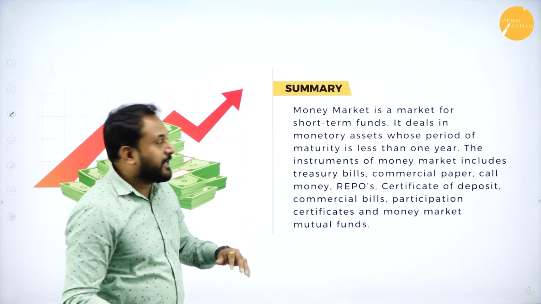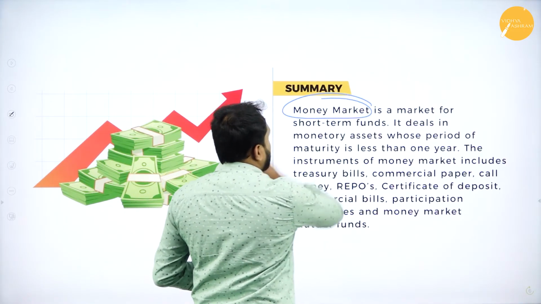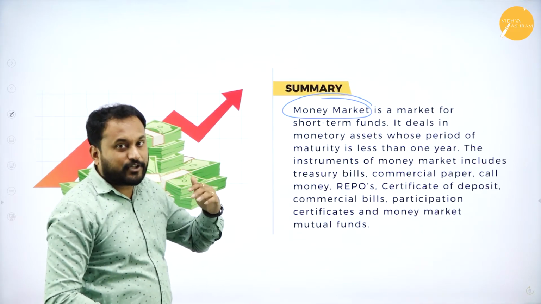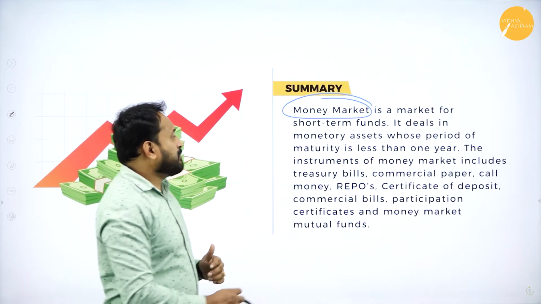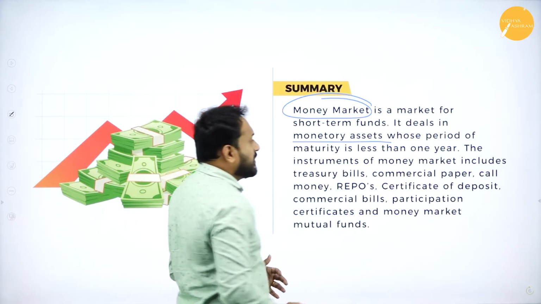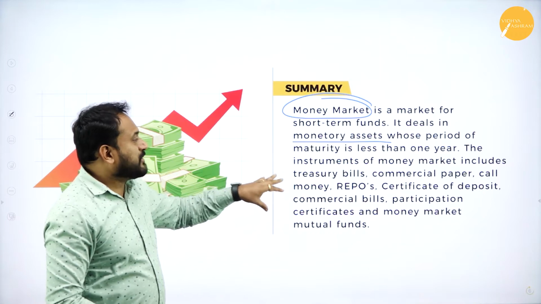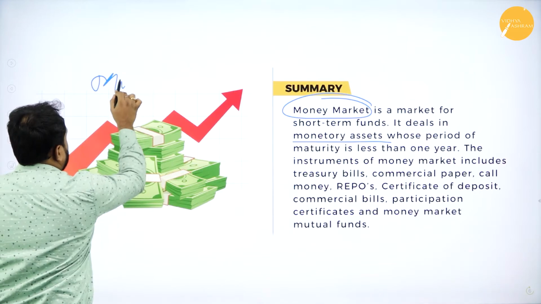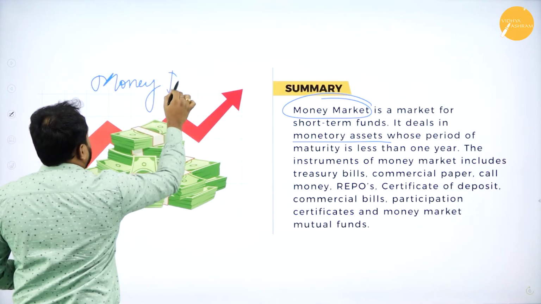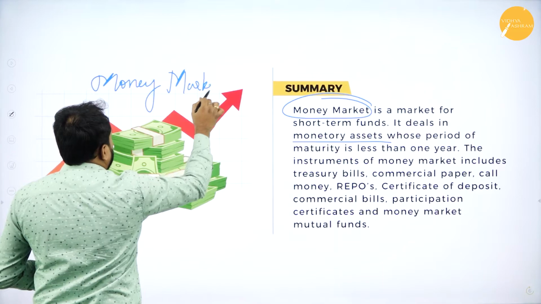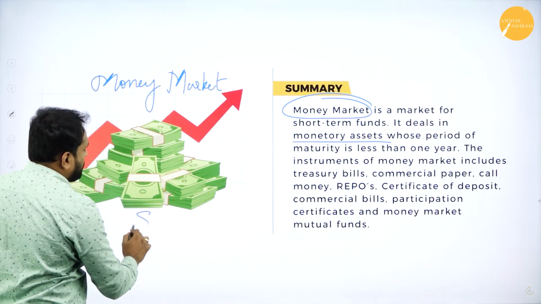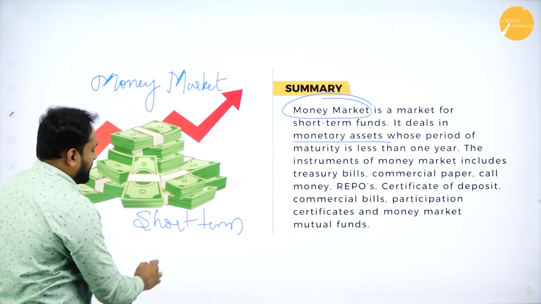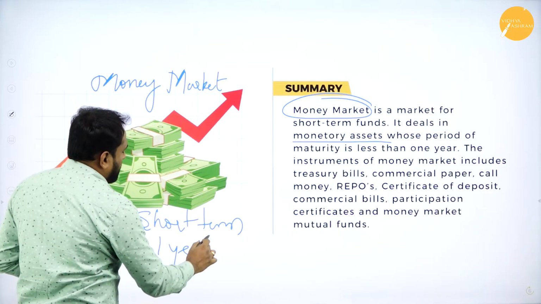Next is money market. We went through what exactly a money market is. Money market is a market for short-term funds. It deals in monetary assets whose period of maturity is less than 1 year. So money market is all about what? That is short term. One year is the duration.